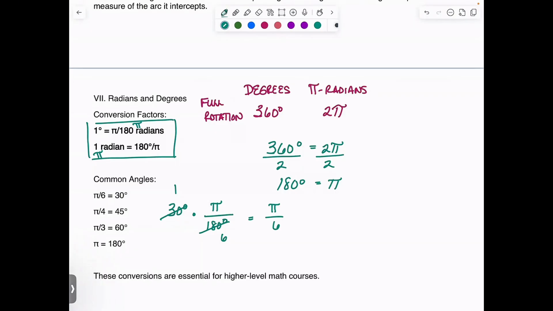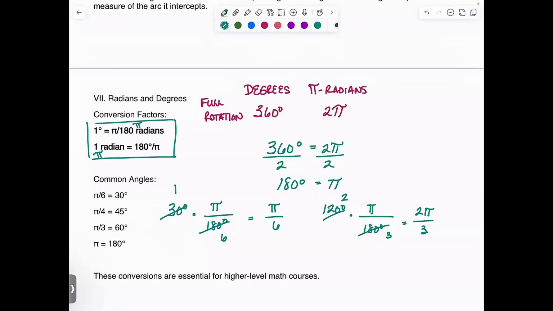Okay, pi over 6. And then we also have 45, 60, 180. They might throw at you, I don't know, maybe like 72 degrees, something that's divisible by 5, or by 6 or 3. Yeah, like 120 degrees. Times pi over 180 degrees. So 120 divided by 60 is 2, and 180 divided by 60 is 3. You're a little rusty there, Angie. 2 pi over 3.